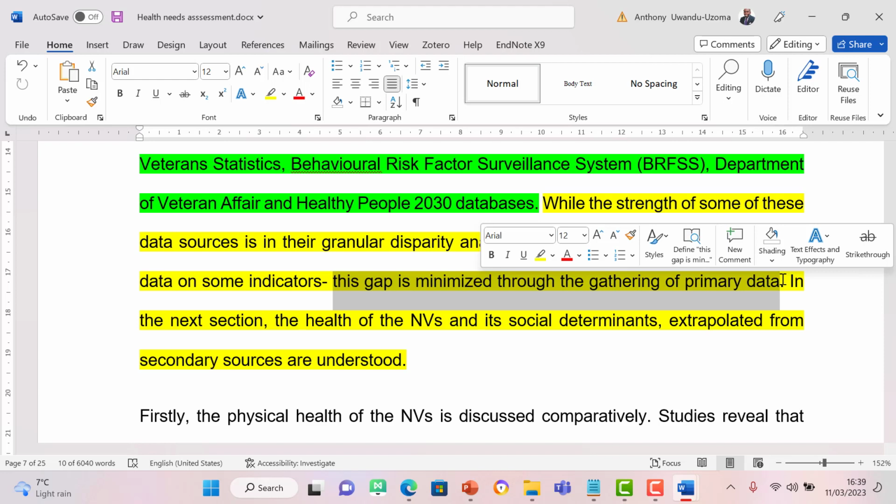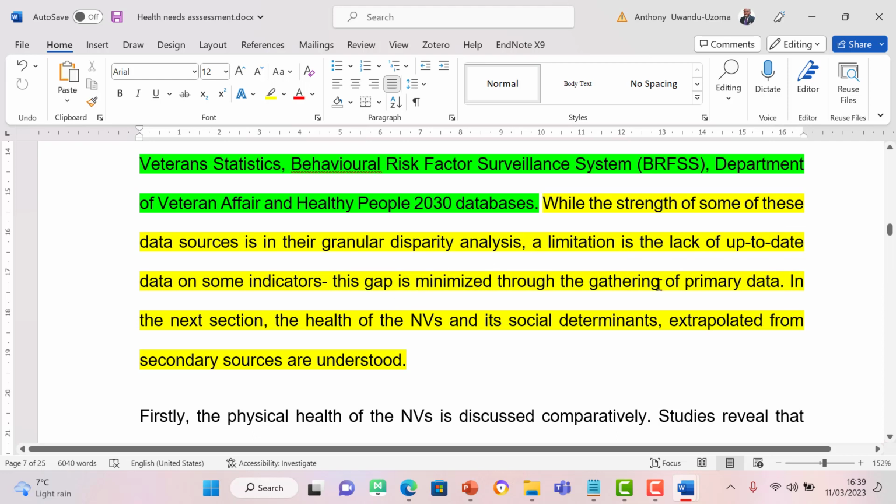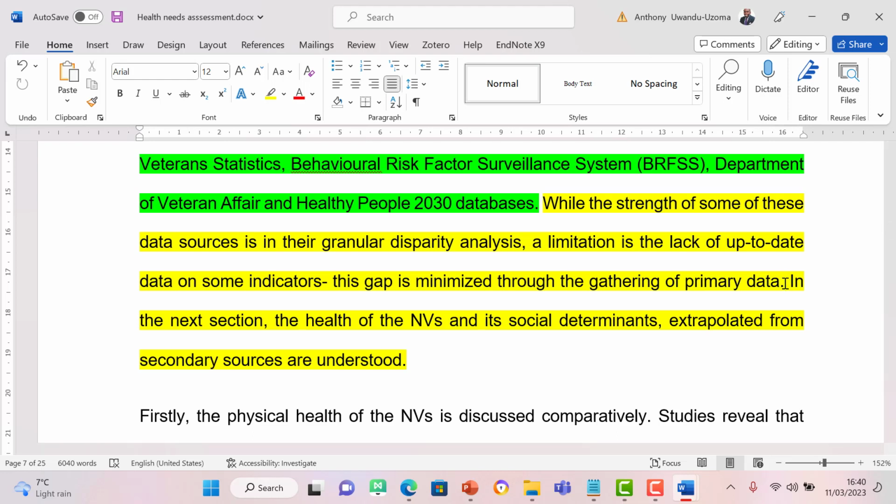So now, if you're writing up your health needs assessment as an essay or as a presentation, even though you didn't go to the field, you have to write it as if you actually went to the field. Because you're actually being trained to be able to conduct health assessment in real life. So that's why you see this statement here. The gap is minimized through gathering of primary data. And how do you gather primary data? Either through doing a survey, as in questionnaire, or through interviews or focus group discussions.